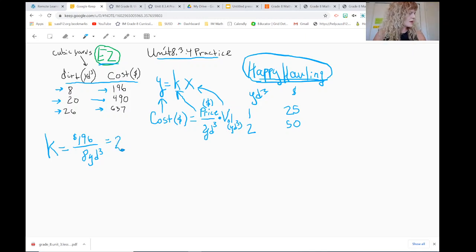I did the math, and I got $24.50 per cubic yard. Easy Hauling Company charges $24.50 per 1 cubic yard of dirt that you want hauled away. Now for Happy Hauling, they charge $25 per cubic yard. We can just see that right off of their graph. $25 per 1 cubic yard.